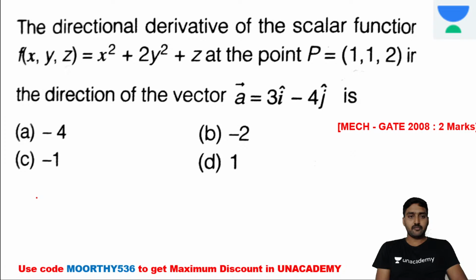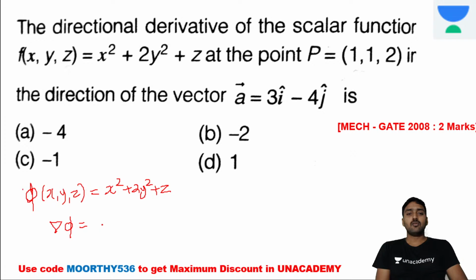We have discussed the function with pi, right? So it's f of x comma y comma z. We can take it as pi of x comma y comma z, or if you want, you can keep it as f itself. It's x square plus 2y square plus z. Now we need to identify the del pi in order to identify the directional derivative. What about the del pi?